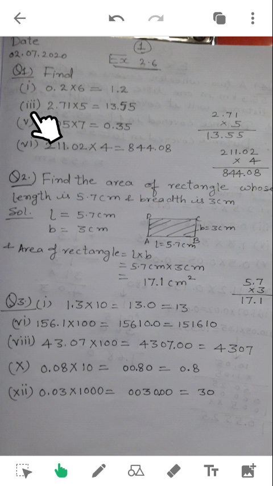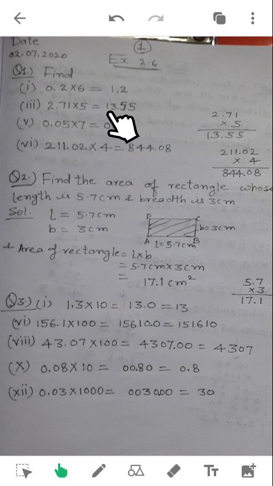Now third case, 2.71, it is multiplied by 5. See how we have done it. 5 ones are 5, this 5 is getting multiplied by this 1. 5 ones are 5. Then again this 5 multiplied by 7, 5 sevens are 35. So we'll write here 5 and carry is 3. 5 twos are 10. 10 plus 3, 13.